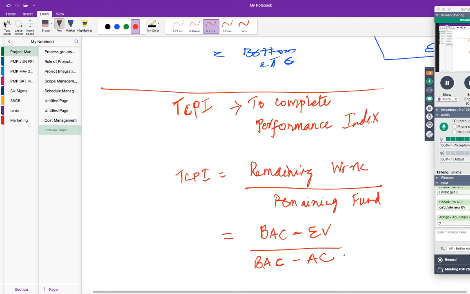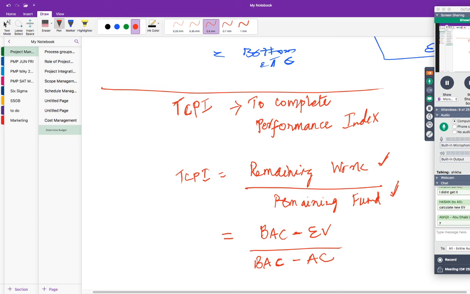TCPI, for people who know cricket, if CPI is your present run rate, then your TCPI is your required run rate. Understand? So how do you find out your required run rate? Required run rate is equal to remaining runs divided by remaining balls. Correct? So remaining run is nothing but remaining work. Remaining fund is nothing but remaining ball. Correct? So that's TCPI. You get it?